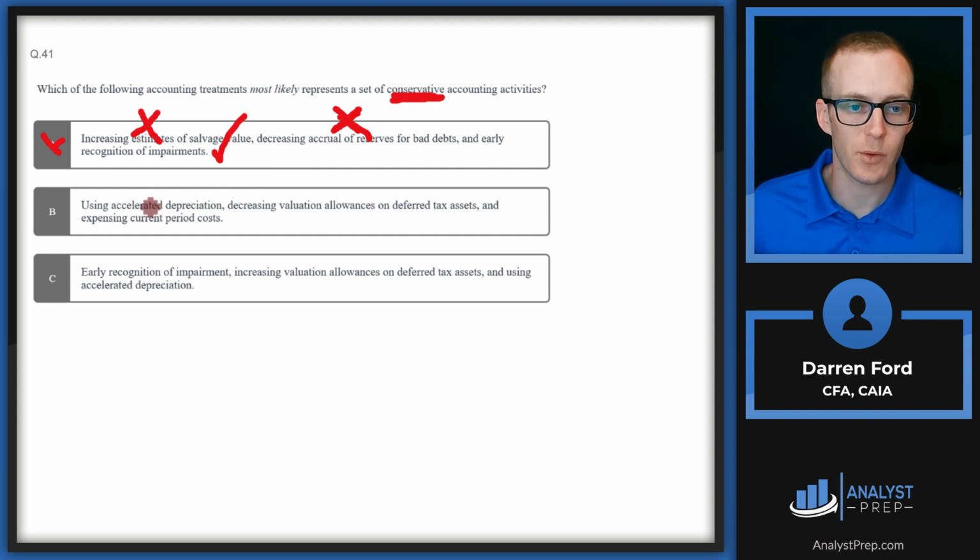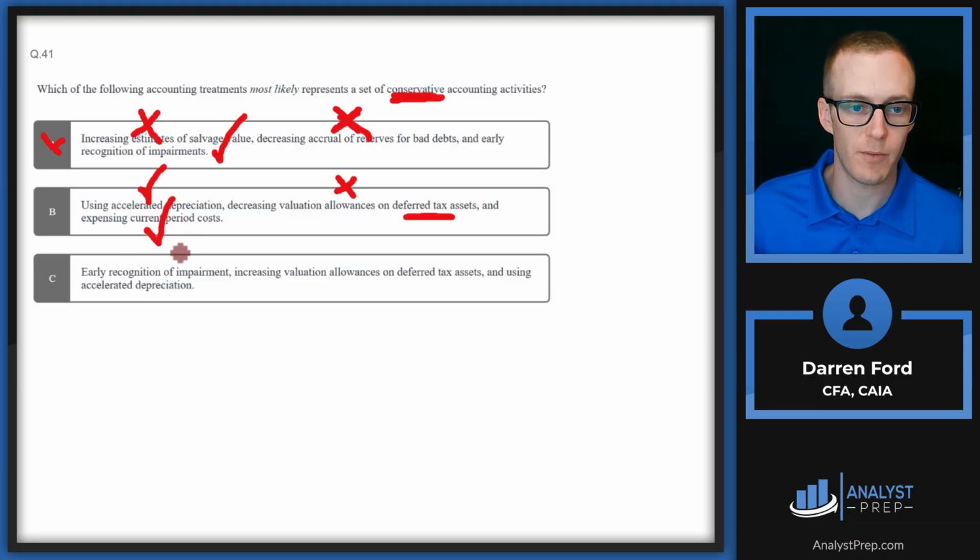Then for B, using accelerated depreciation, this is more conservative. Secondly, decreasing valuation allowances on deferred tax assets. This is going to be more aggressive, because you're holding less money for these potential assets in the future. And then expensing current period costs. That's also going to be a good conservative approach. So B is our best answer so far. Let's see if C is any better.